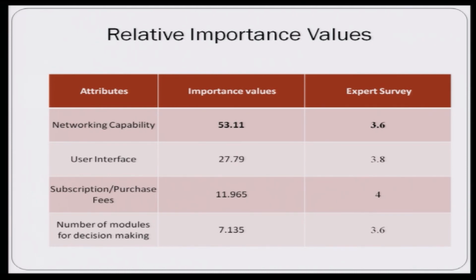So, you can see that networking capability is the most important, and corresponding to networking capability, you can also calculate the utility corresponding to each different level. The use of this conjoint analysis is that once you get the utility corresponding to each level of important attributes, you can come out with the optimal product design which customers will want in a particular segment of the market.